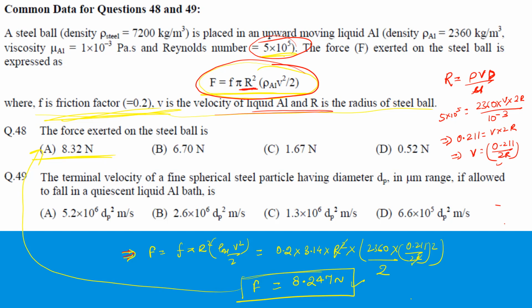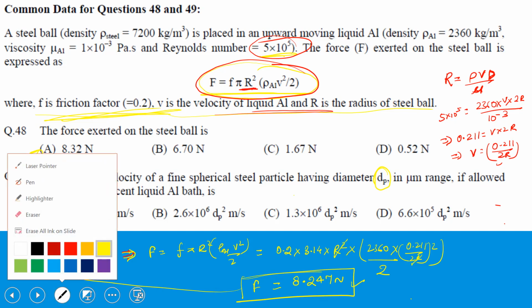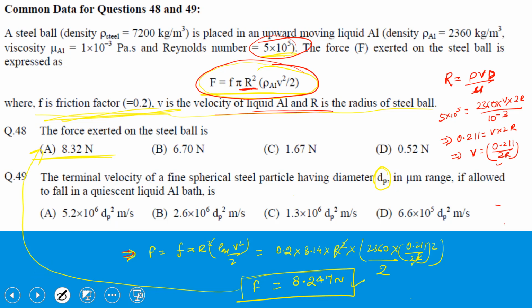Now for 49, you see the terminal velocity of a fine spherical steel particle having diameter in micrometer range. Okay, so the diameter is dp. So we need to see here that the diameter which is given is your dp, right? And if allowed to fall in a quiescent liquid aluminum bath, right? So guys, this is a problem related to your Stokes law expression, and using that Stokes law we have to find the velocity, right? That is called the terminal velocity.